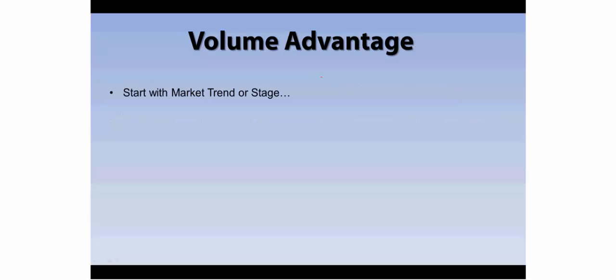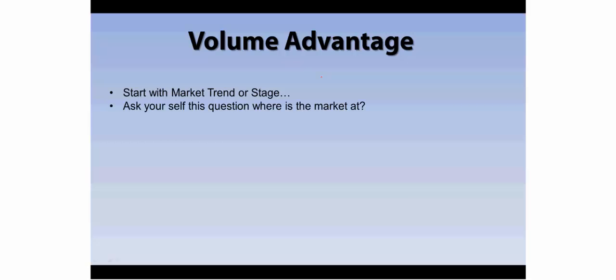So the volume advantage. First, you're going to start with the market trend or stage. Right now, and we'll do this live at the end, we're going to go through and grade what's going on in a lot of the index futures. We'll look at the bonds, we'll look at gold, we'll even look at some stocks. But you always want to start with the big index futures because those things kind of push everything else around. And we'll do that on live charts.